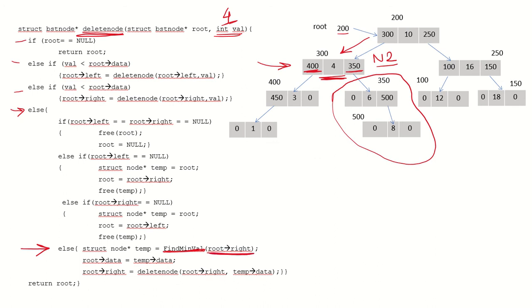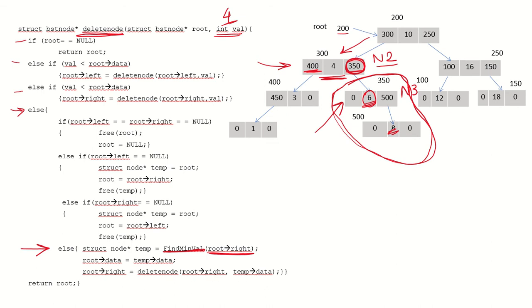subtree. So we are going to pass this right pointer 350, and in this right subtree we will find the node which has the least data value. We know that this least data value is over here at node, let's call it N3, and we know that 6 is less than 8. So this node N2 we are going to replace by node N3. And how will we do that?